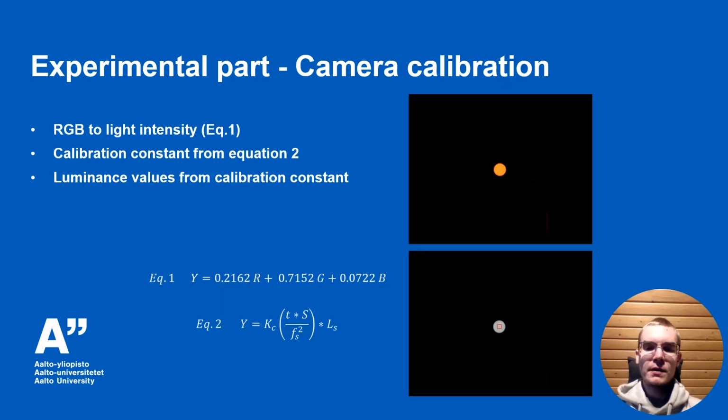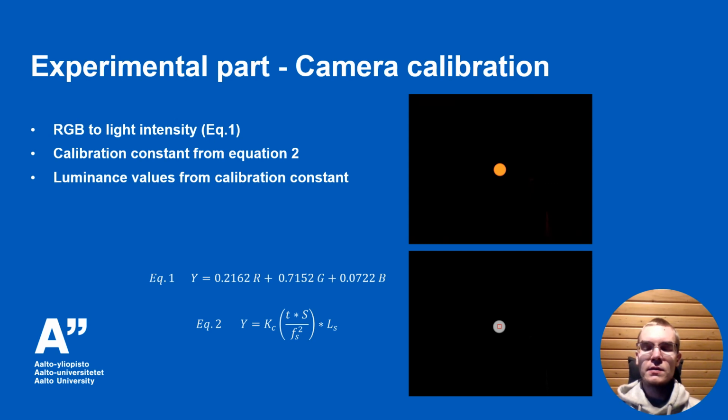The pictures taken in the laboratory in the previously mentioned setup look like the picture on the top right, where it's a light source in the center of a picture with a dark background. This light source can be converted from RGB values to light intensity values with equation 1. Then from the light intensity we can calculate the calibration constant with the help of equation 2.